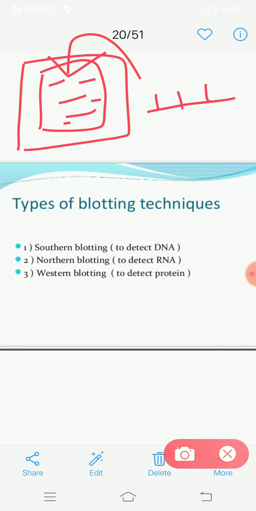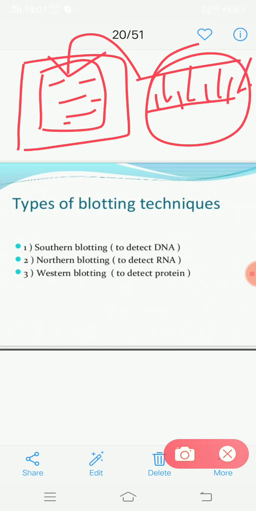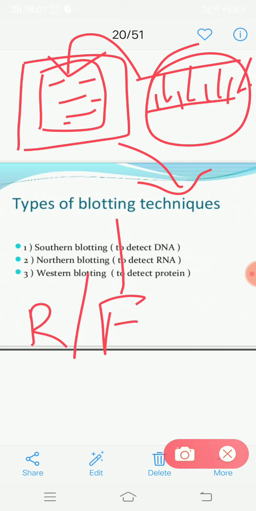Suppose 1 2 3 4, and this is your probe 1 2 3 4. So it will get ligated, it will get hybridized. So the probe and your gene of interest will hybridize. Then the next step, and there is one important thing. Whatever your probe, it is either radioactively or fluorescently labeled. Why? For the detection purpose.